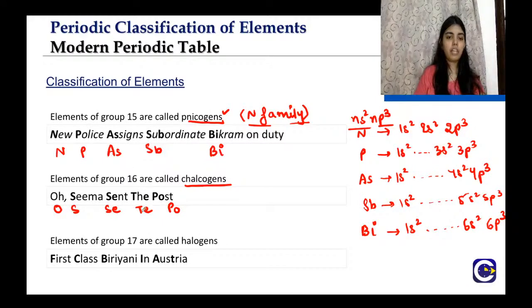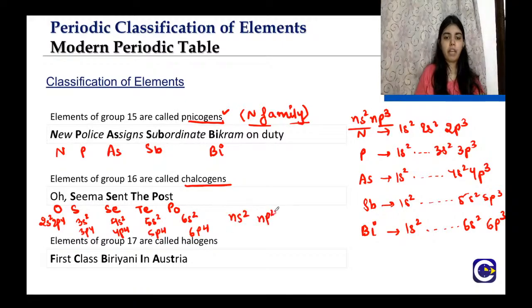Write down the electronic configuration. This will be from 1s2 to 2s2, 2p4. Then sulfur will be from 1s2 to 3s2, 3p4. Selenium 4s2, 4p4. Tellurium 5s2, 5p4. Polonium from 1s2 to 6s2, 6p4. So the general electronic configuration becomes ns2, np4. That means the total number of valence electrons will be 6 for this family. That is known as the oxygen family.